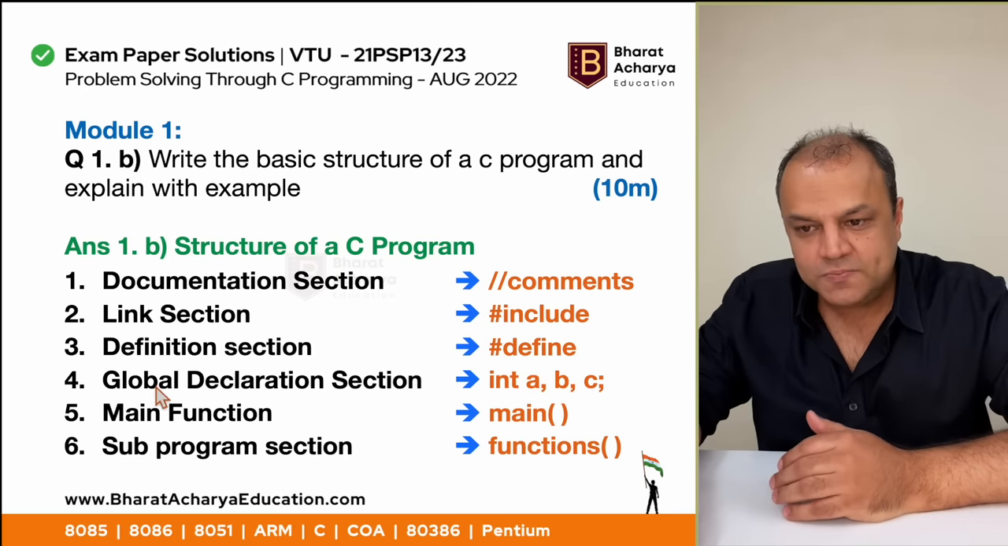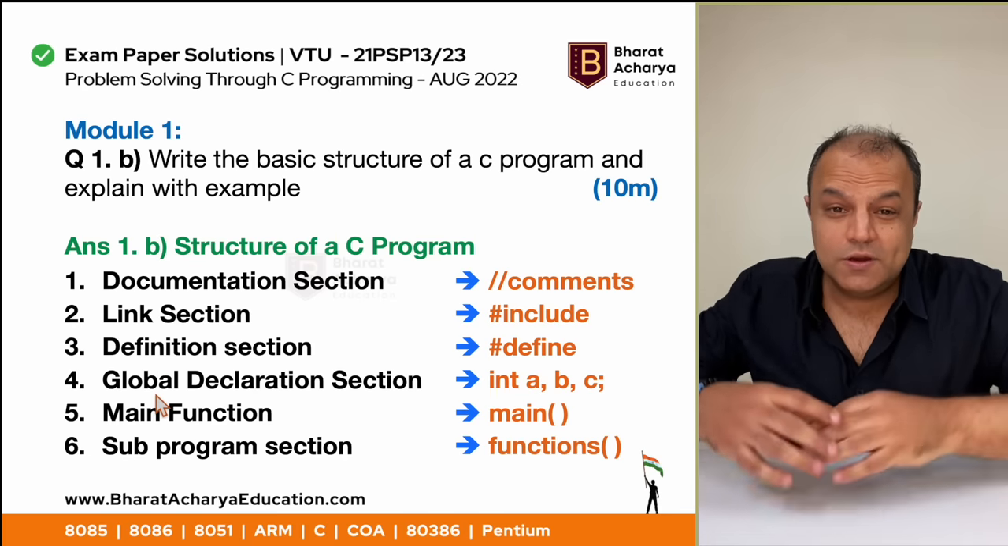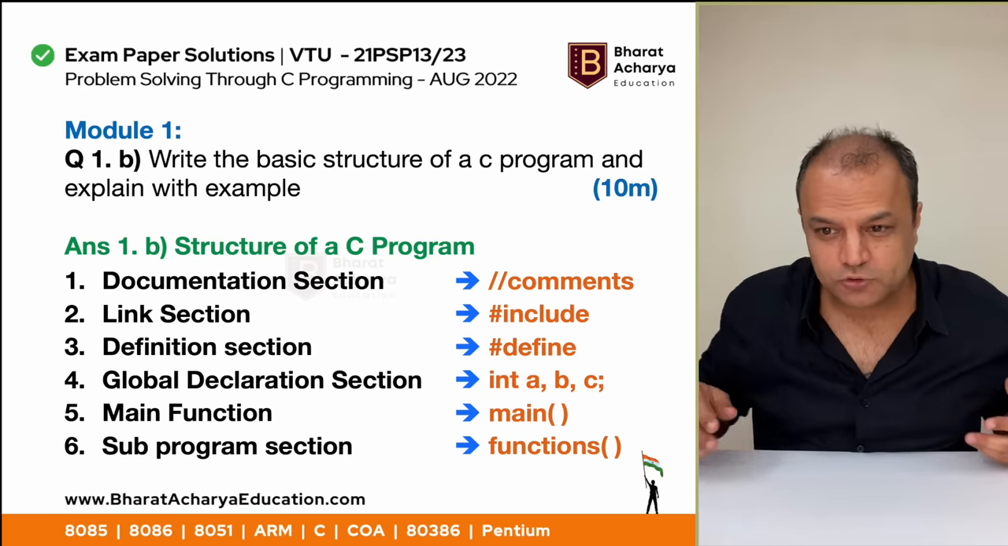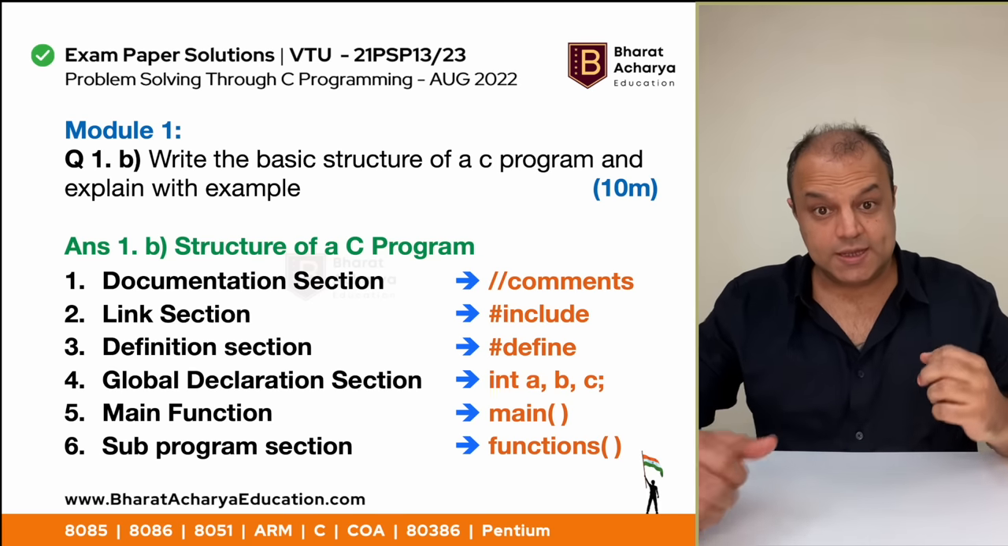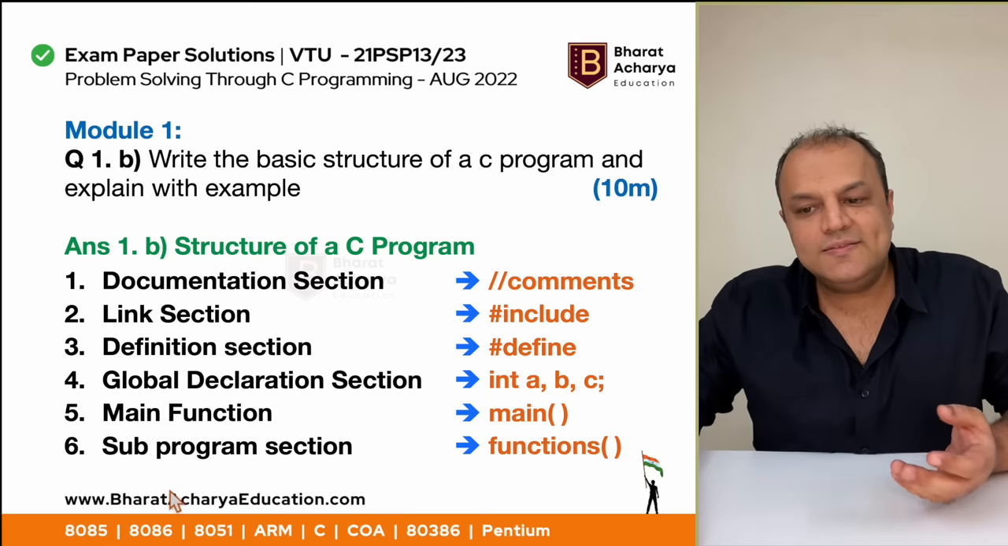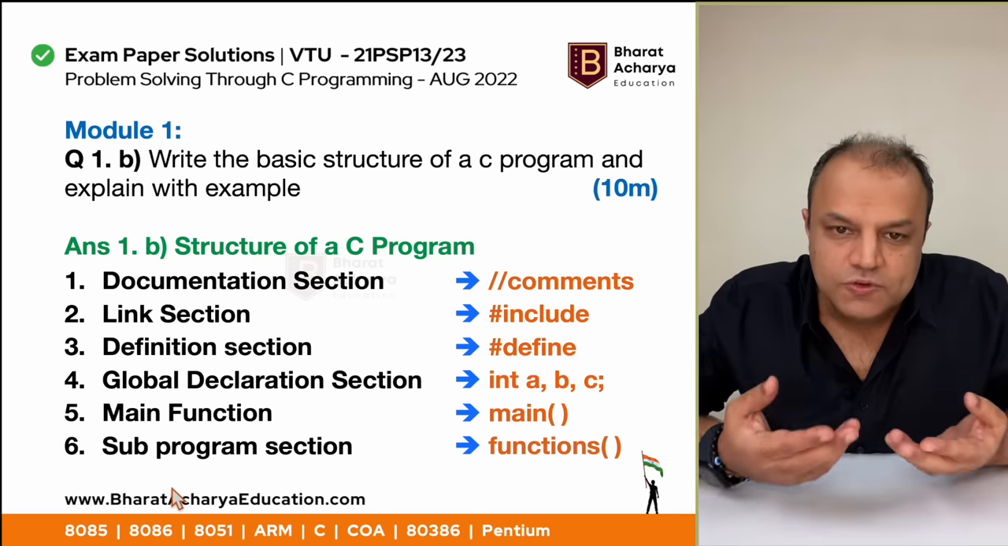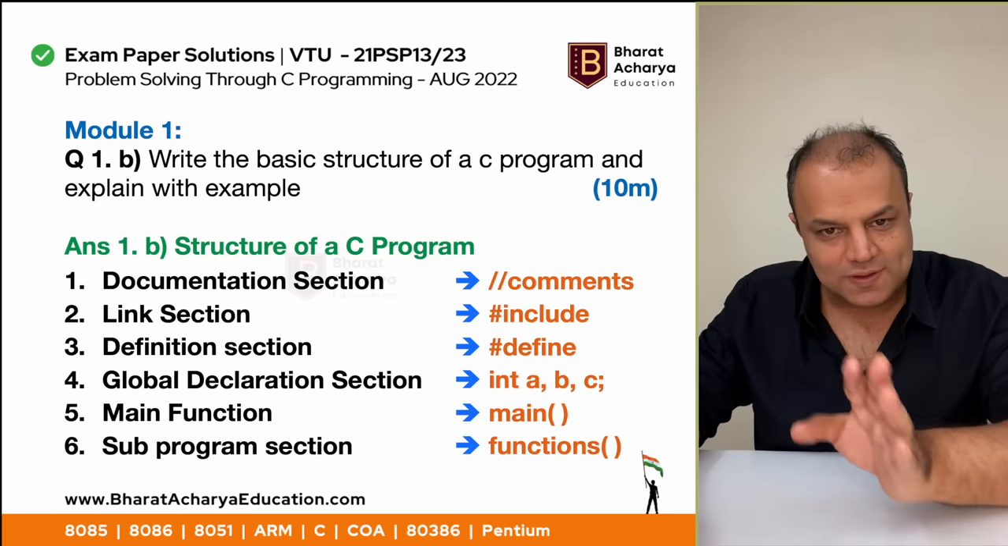Okay, let me keep it simple. There's a global declaration section where you define global variables, so that they can be used all through the program. There is your main function that runs your actual program. And there is a sub-program section where you have your user-defined functions. Now let me just show you all of them properly.